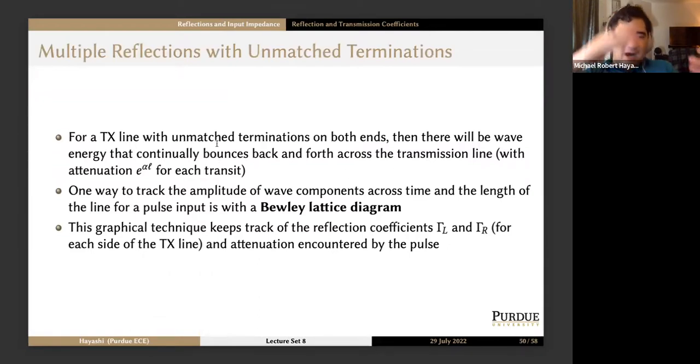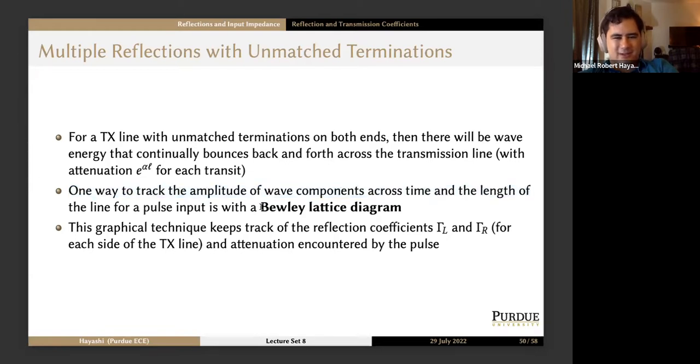So what happens if you have unmatched terminations on both ends of a transmission line? You have a source with its source impedance, and you have a load with a load impedance, and none of them are equal to Z naught. Then there's wave energy that continually bounces back and forth across the transmission line with an attenuation e to the alpha L for each transit, where alpha, remember, is the real number attenuation, and it's going to be negative. So you get a reduction of energy every time you bounce forward and back within the transmission line. The energy just kind of stays inside, but gets smaller every time as it transits.